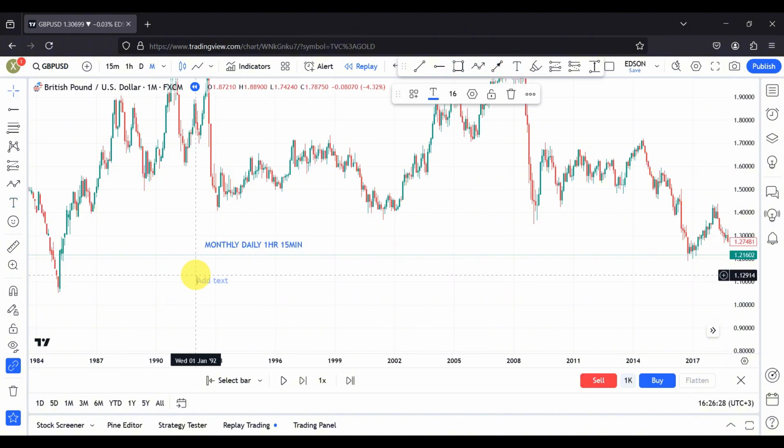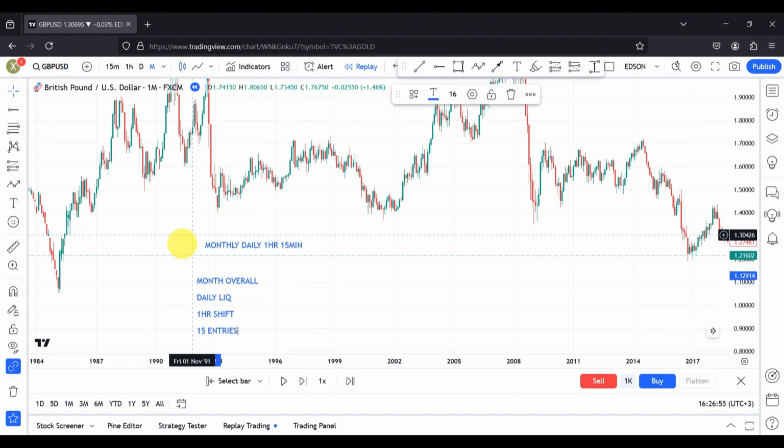On the monthly time frame, we will be looking for the overall direction of the market. On the daily time frame, we'll be looking for the daily liquidity areas. On the 1 hour time frame, we'll be looking for the shift of the market structure. And on the 15-minute time frame, we'll be looking for entries alone.